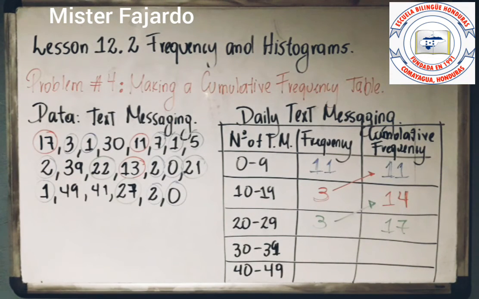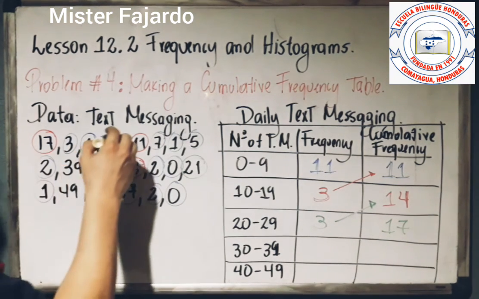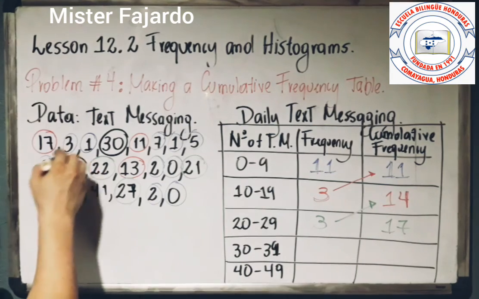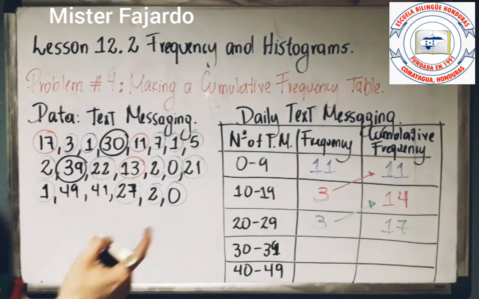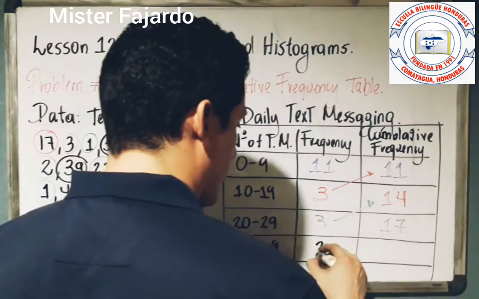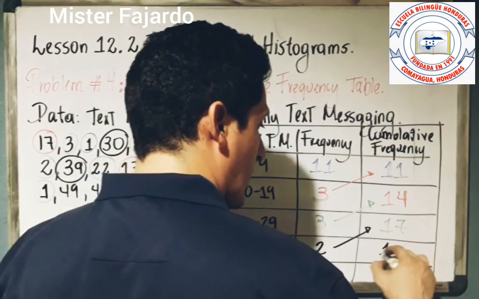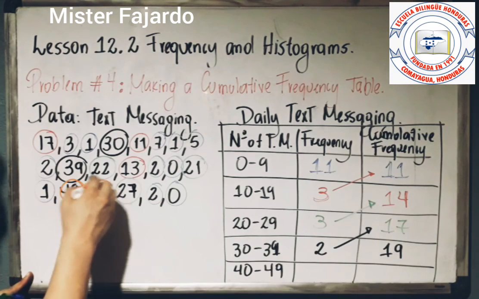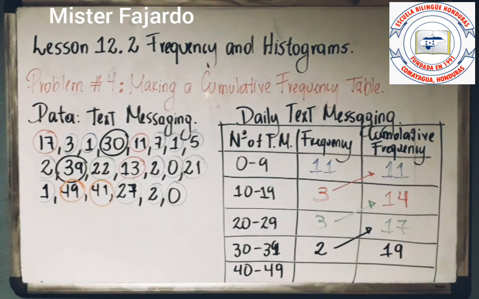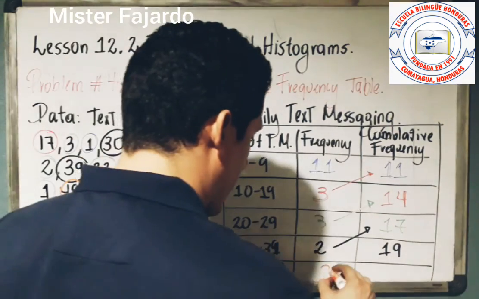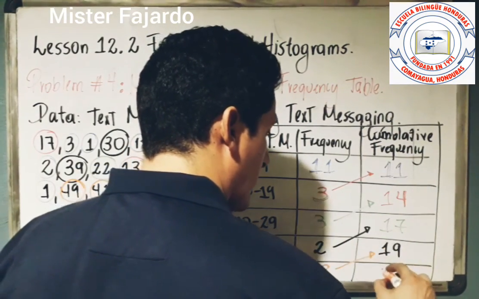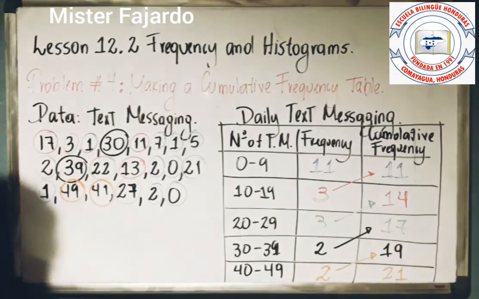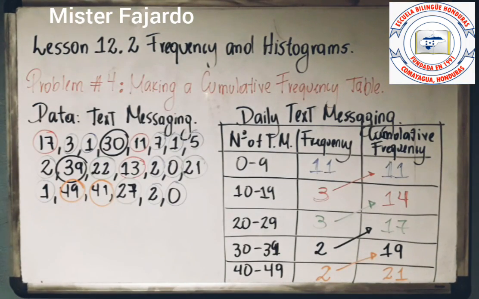Then the next one is from 30 to 39, and I'm going to use my black marker in this case. From 30 to 39, I have 1, I have 2, and just 2 values. That means that you're going to put this value here, add it to the previous one, and you're going to have 19. The last one is really easy, from 40 to 49. You can see that you have 1 here and 2 here, and you are not missing more values. That means it's just 2 that you need to add. The last one is going to be 21, and that's how you can make a cumulative frequency table.